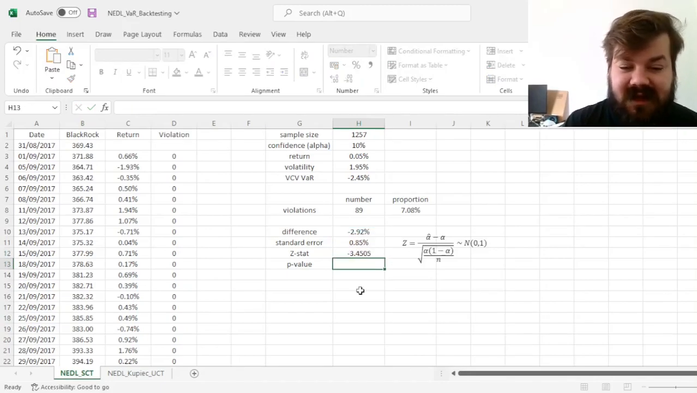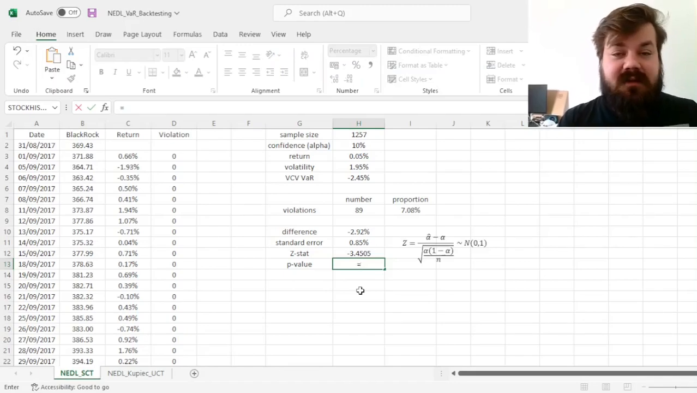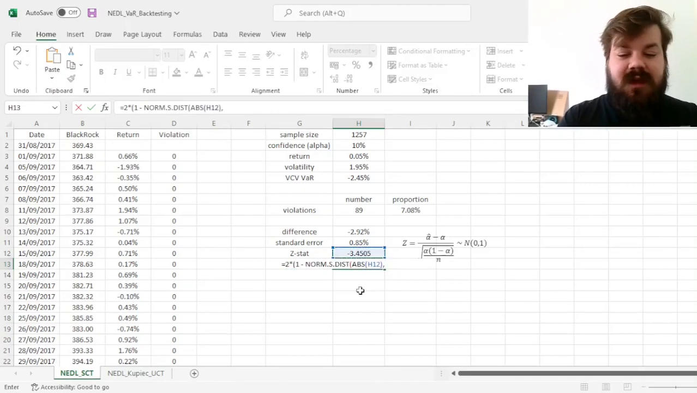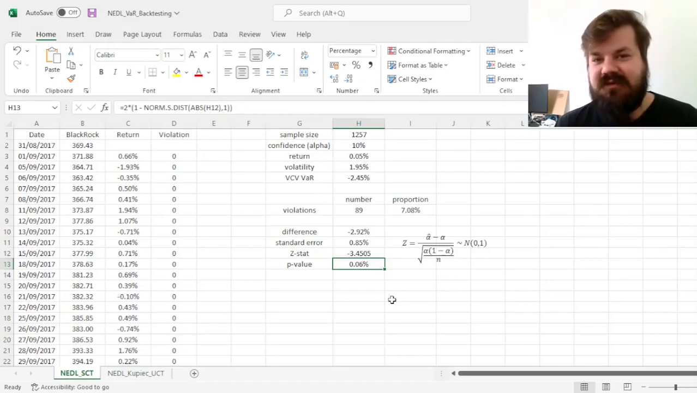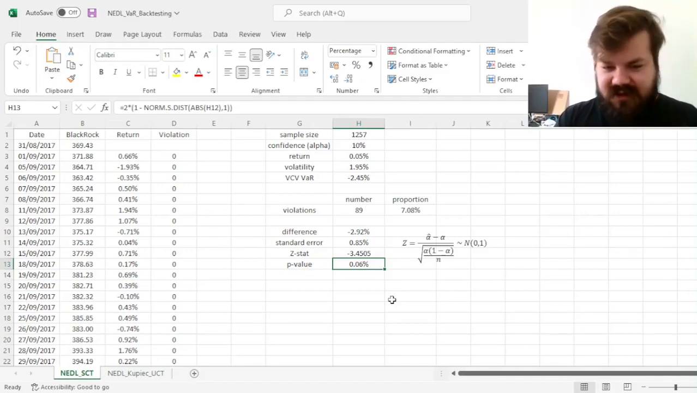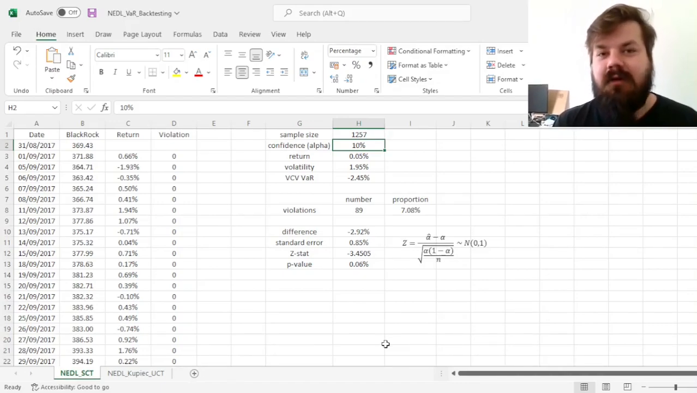That can be translated into a z-stat of minus 3.45. And again, that's quite a large z-stat that signals quite high statistical significance. But if you're unsure, you can always convert it into a p-value using a two-tailed test. 2 times 1 minus the normal standard distribution, absolute value of the z-stat because two-tailed, and 1 for cumulative, which gives us a p-value of 6 basis points, so 0.06%, which is way less than any confidence threshold that is used in the literature, meaning that our deviation from the confidence interval of 10% is statistically significant, meaning that this particular model is inadequate for BlackRock returns.